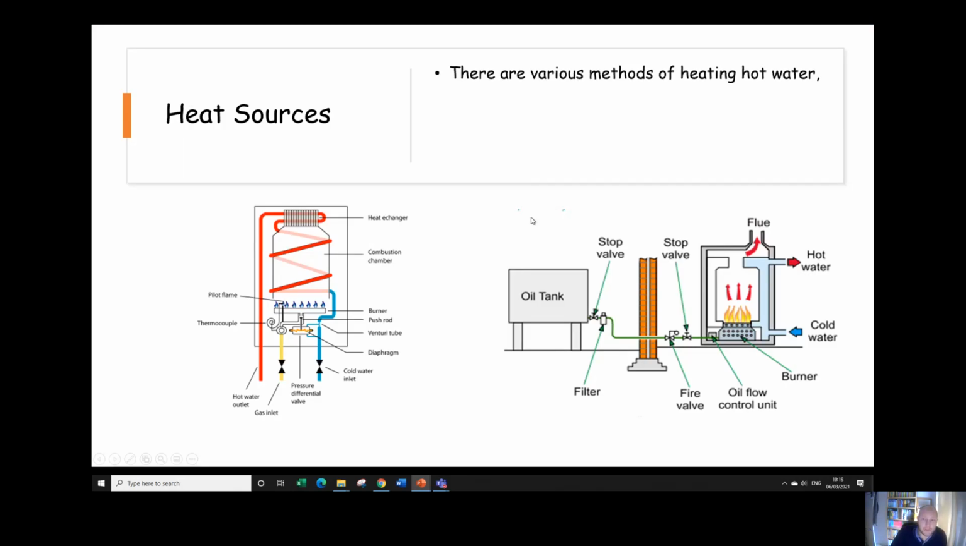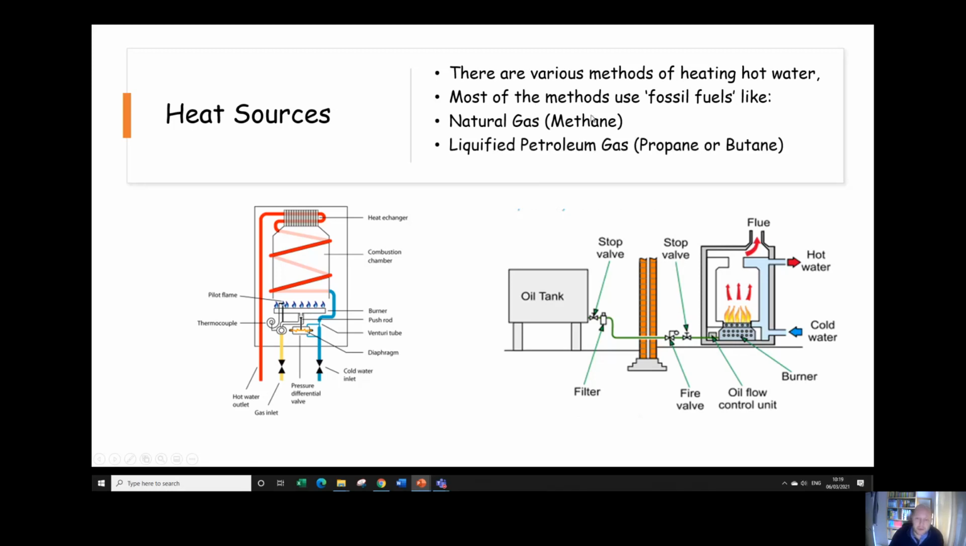So there are different methods of heating water for delivery to the taps, but also heating water to be circulated around the heating systems. Most of the methods that we're going to look at would use fossil fuels, for example natural gas, which would also be described as methane, or liquefied petroleum gas, which is any mixture of propane or butane or some other similar gases which have similar properties, like MAP, but propane and butane are the two key ones that we need to be aware of.